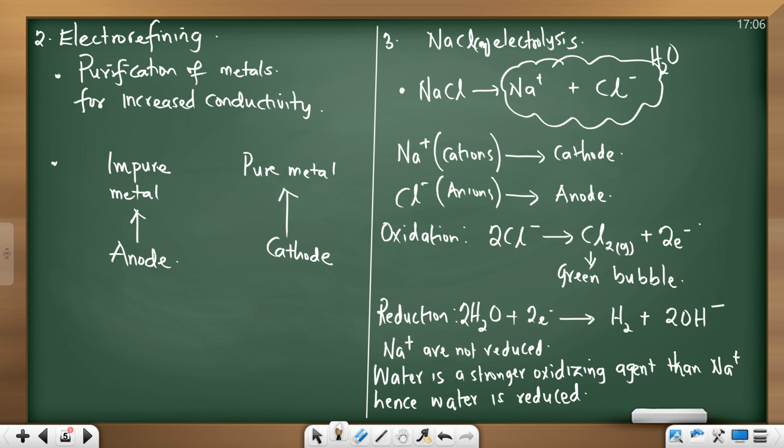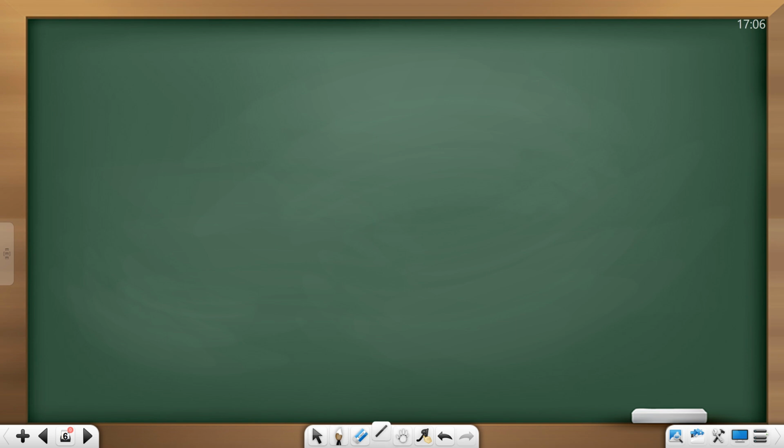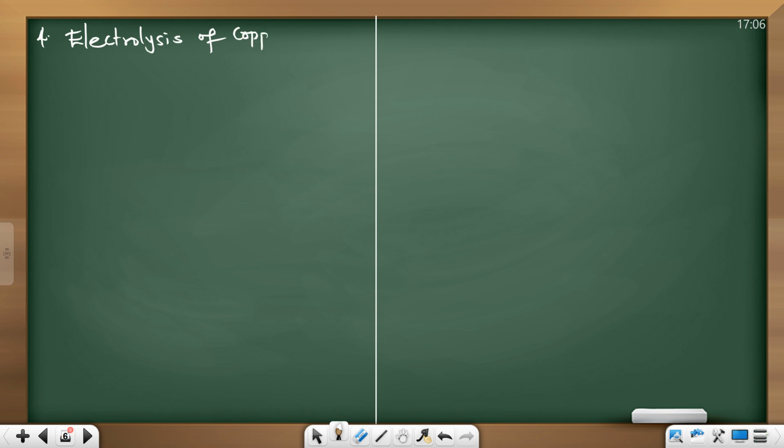Okay. Finally, the electrolysis of copper chloride, another common one. Number 4, electrolysis of copper chloride. And this one comes in 2 phases. A, using copper electrodes.